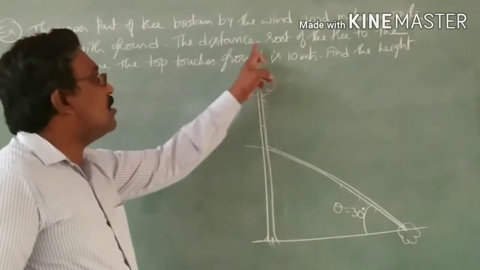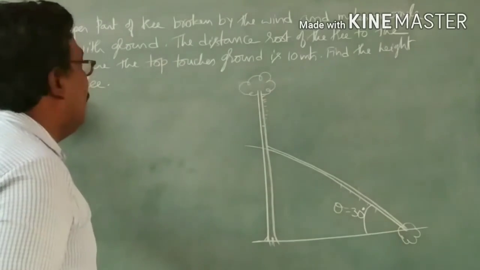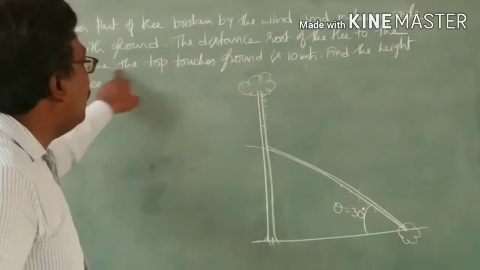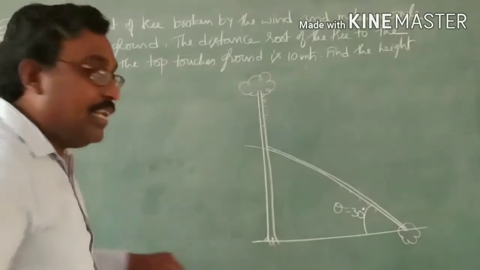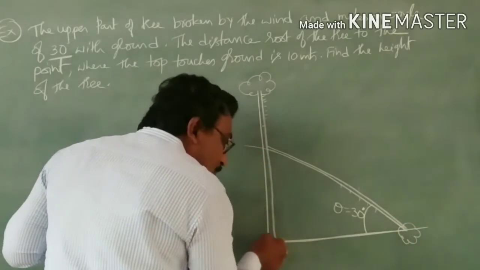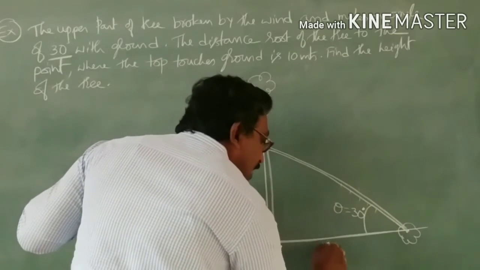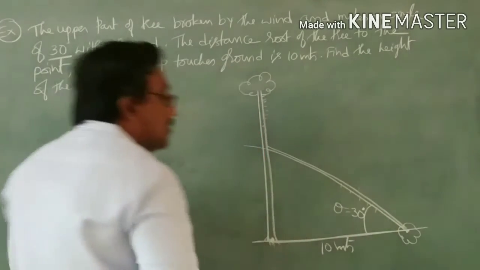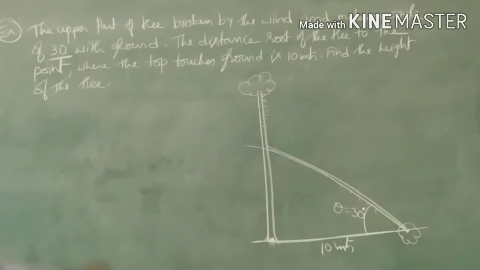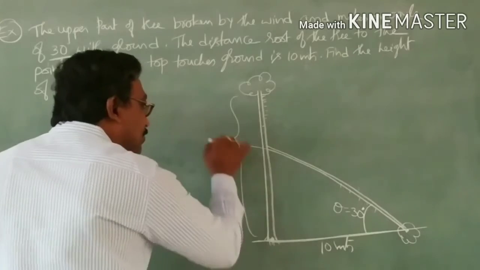The distance from the root of the tree to the point where the top touches the ground is 10 meters. Find the height of the tree.